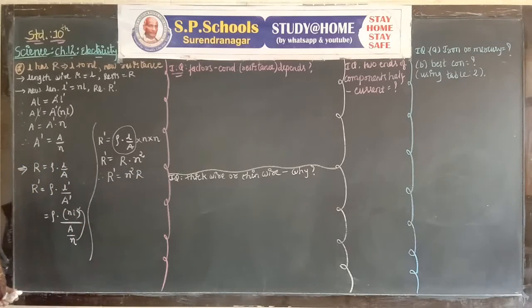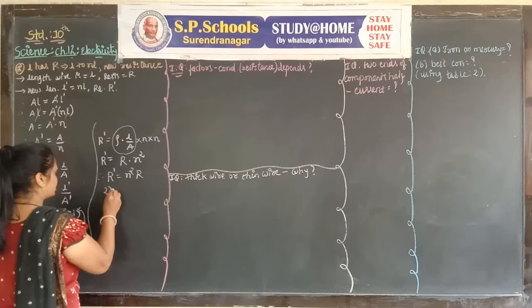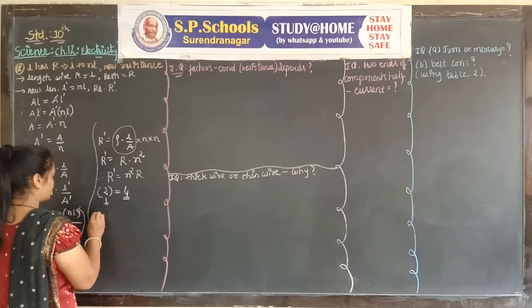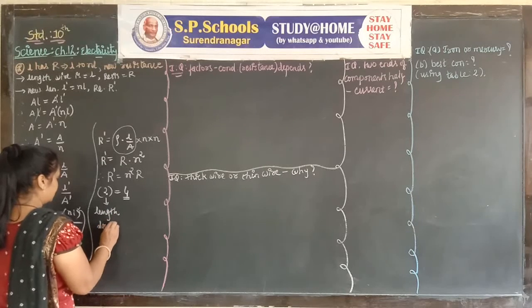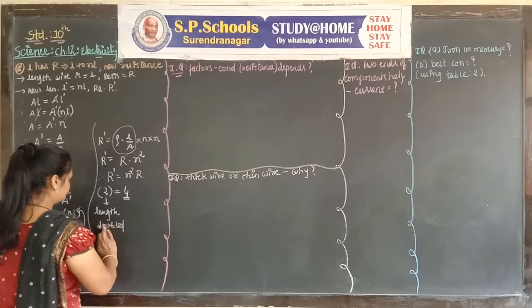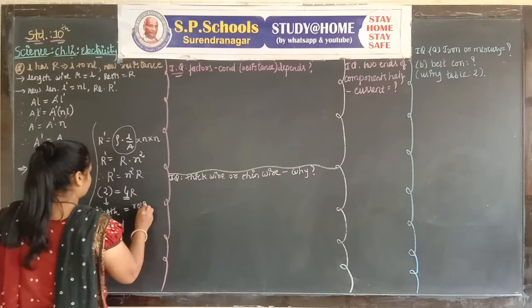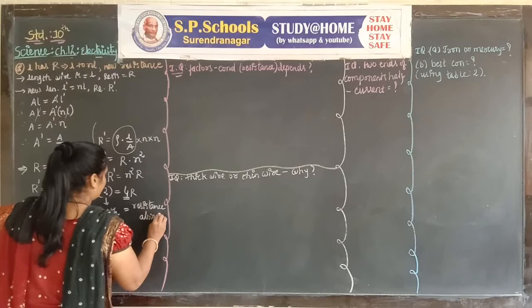When the length is doubled, the formula tells us that the resistance will be four times. If the length is twice, 2 times, the resistance will be 4 times.